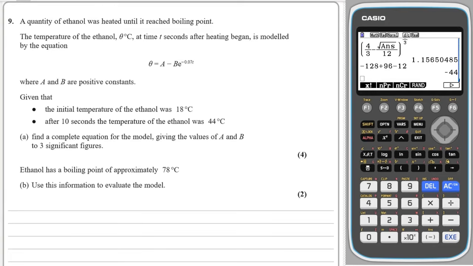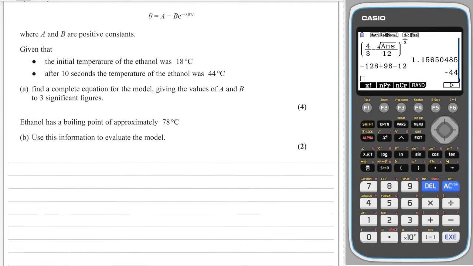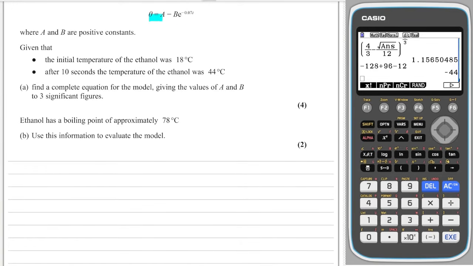A quantity of ethanol was heated until it reached boiling point. The temperature of ethanol, theta degrees at time t, and so on. Let's just get into it, shall we? There's your equation. Given that the initial temperature was 18, and after 10 seconds the temperature was that, find a complete equation for A and B.